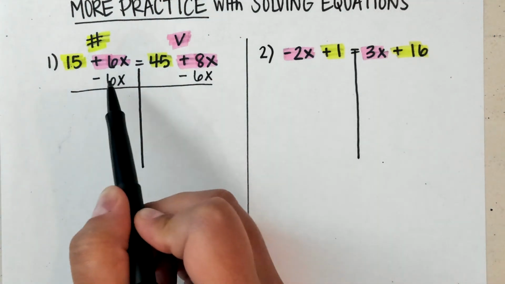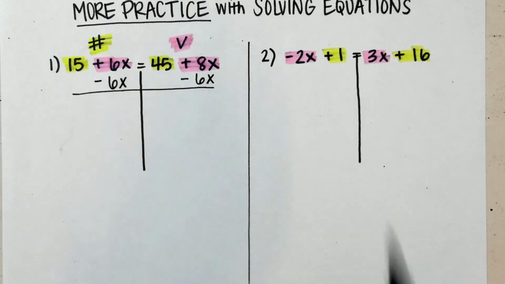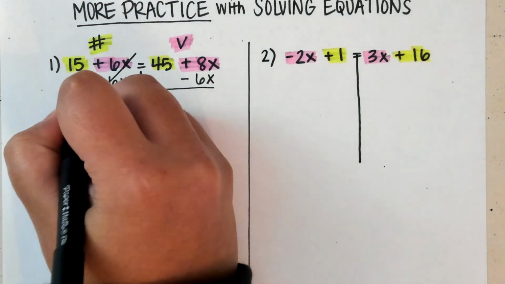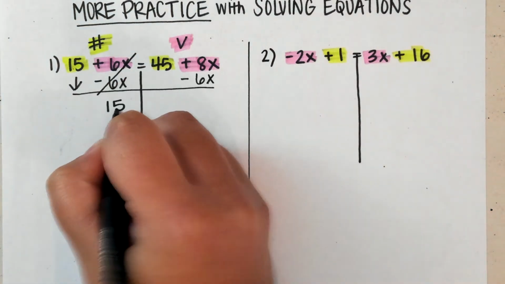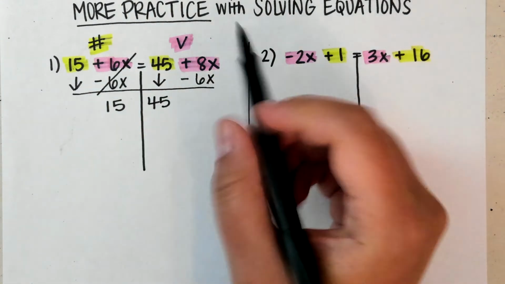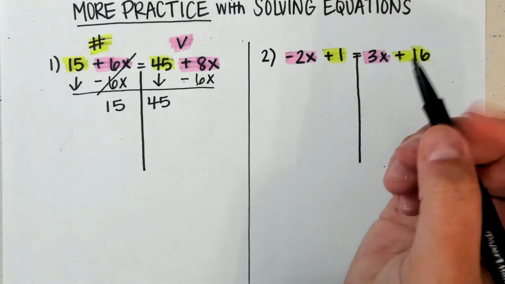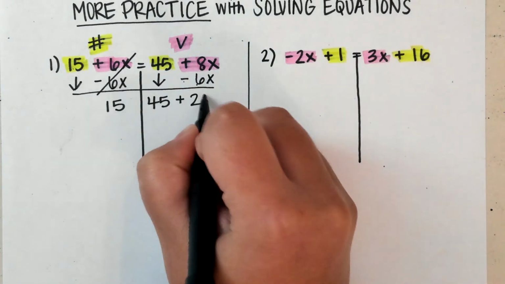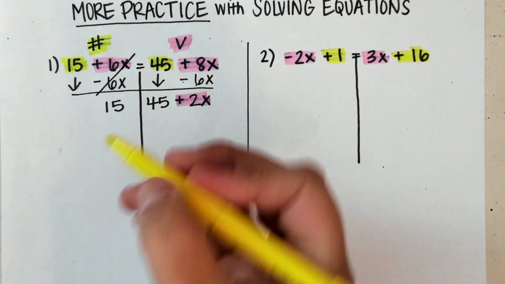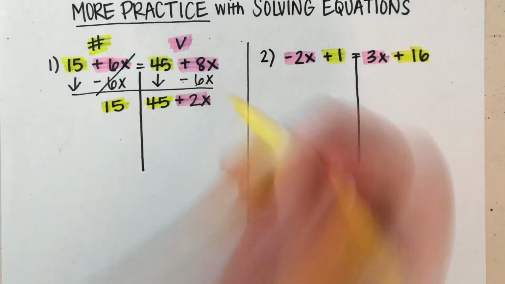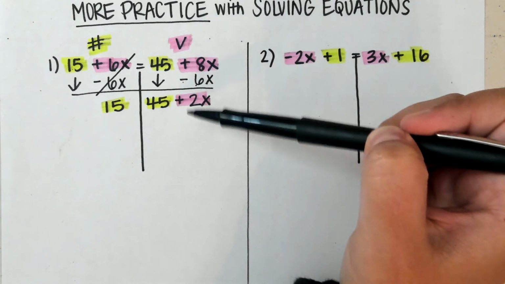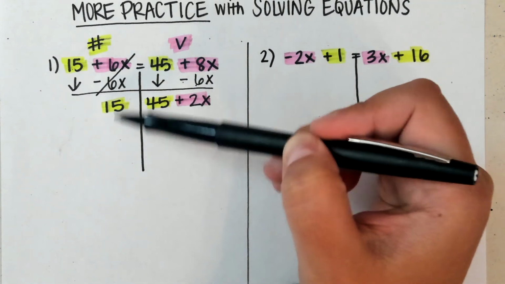Remember, whatever you do to one side, you have to do to the other side. These are called zero pairs, and they're going to cancel. I'm going to bring down the 15. I'm going to bring down the 45. And then I have positive 8 minus 6, which is going to be a positive 2x. Okay, so now I have all of my variables underneath the variable side. Notice there are not any x's over here.